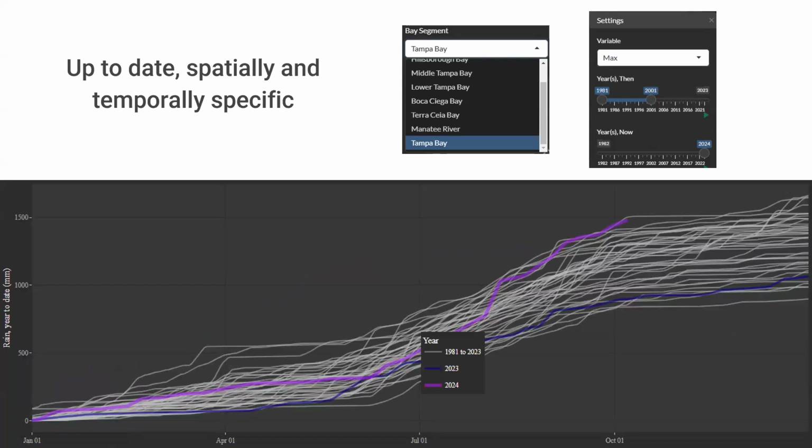Similarly, you can do this for rainfall. This is the exact same setup, but showing the long-term record of annual cumulative rainfall for Tampa Bay in this example, with the current year in purple, and then the previous year in bluish, and then all of the historical record in those light gray lines.